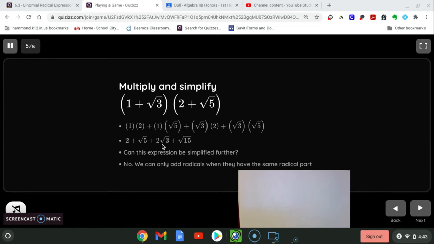So here I have a square root 5 and a 2 times the square root of 3. Those don't have the same radicand. I can't combine those. And here's a square root of 15. So I can leave these as a sum. I just can't simplify. Only can add radicals when they have the same radical part. Really important when it comes to working through multiplying binomial radical expressions.